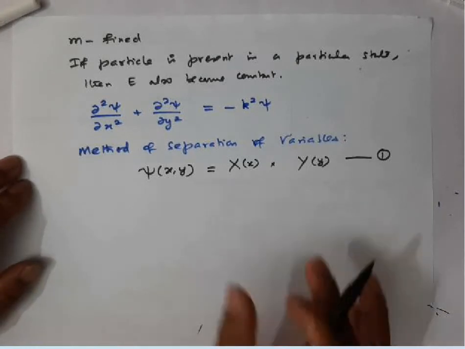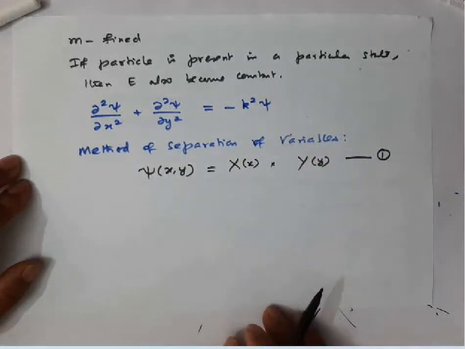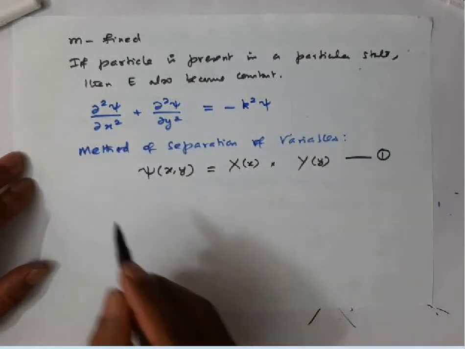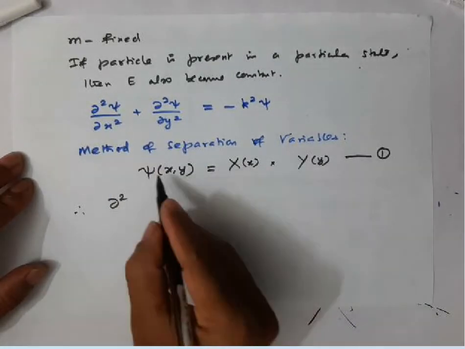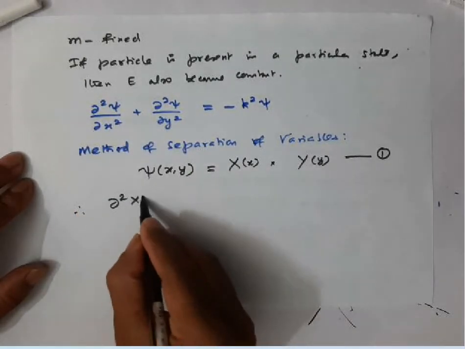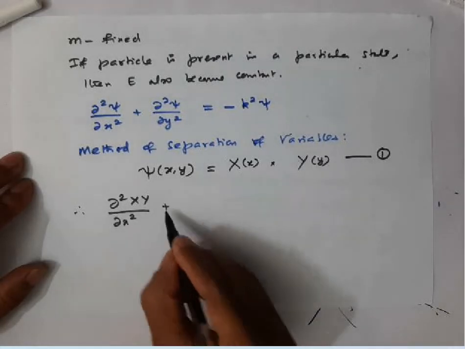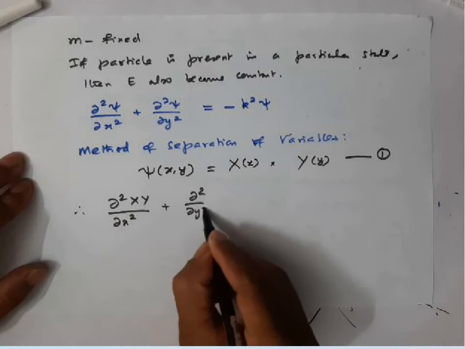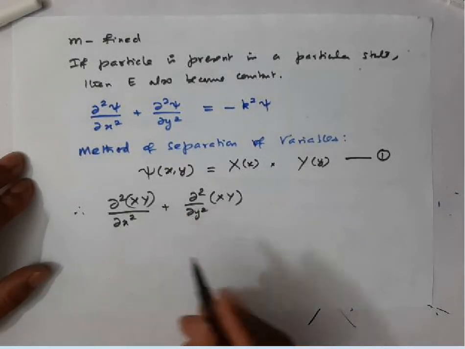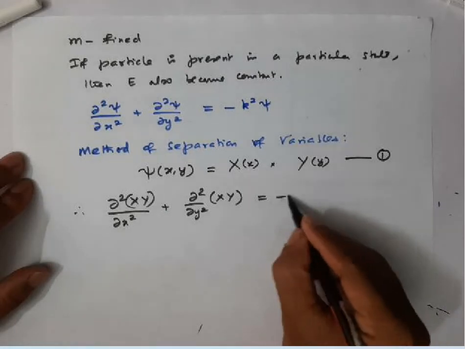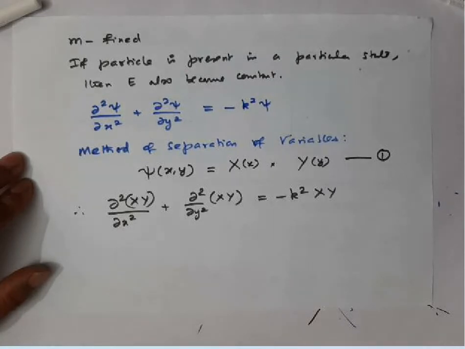Now I'm going to substitute in the place of psi this X and Y. So the above equation becomes dou square, instead of psi I'll put capital X capital Y, by dou x square. Similarly here, dou square by dou y square, instead of psi I'll put X and Y. And here also minus k square, instead of psi I'll put X and Y. We'll get an equation like this.